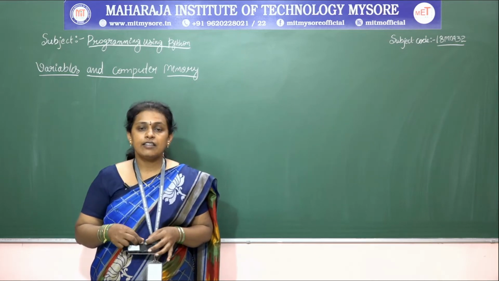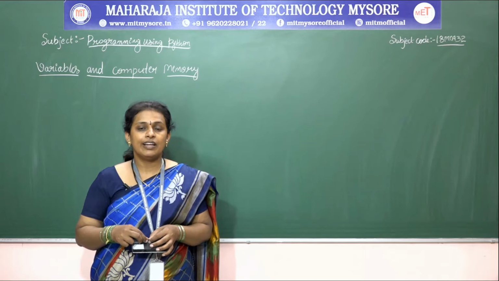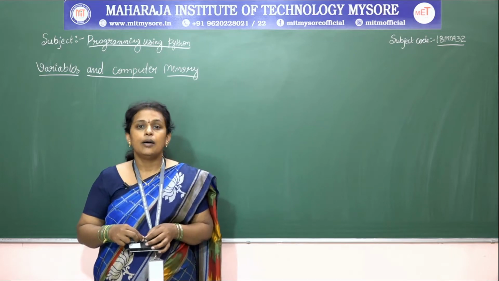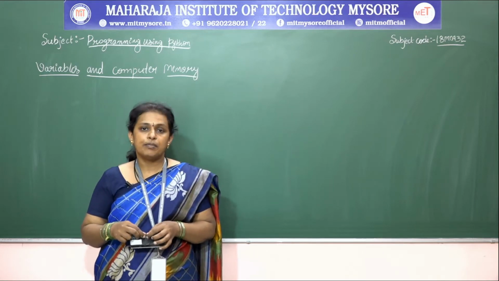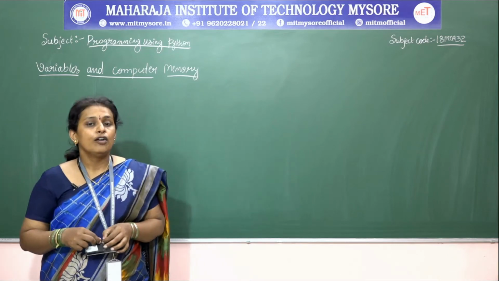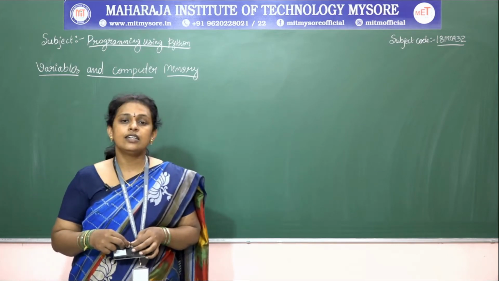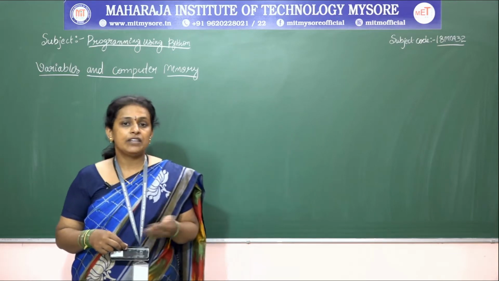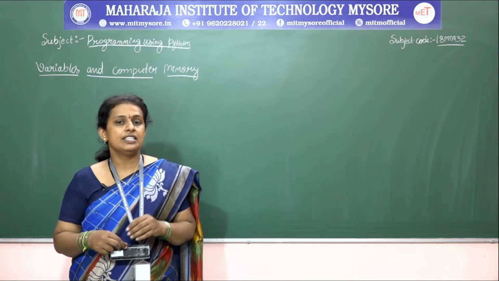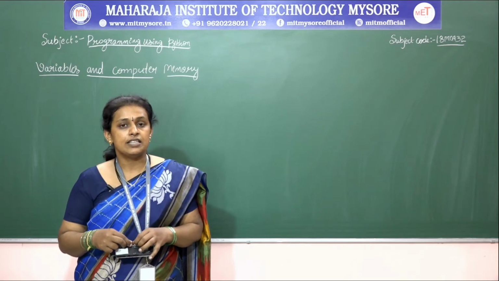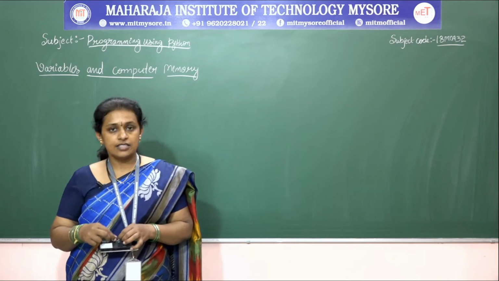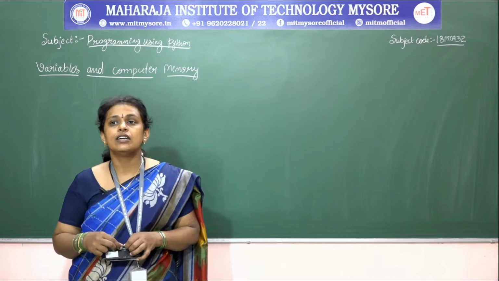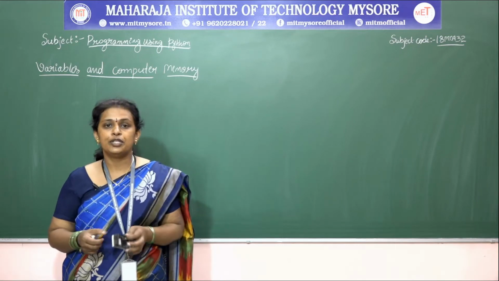In the last class we discussed how to evaluate expressions in Python using numbers, that is integer type and floating point numbers. In that we also discussed operator precedence, which operator will be evaluated first and which has the lowest precedence. Okay, in today's session we are going to deal with variables and computer memory.